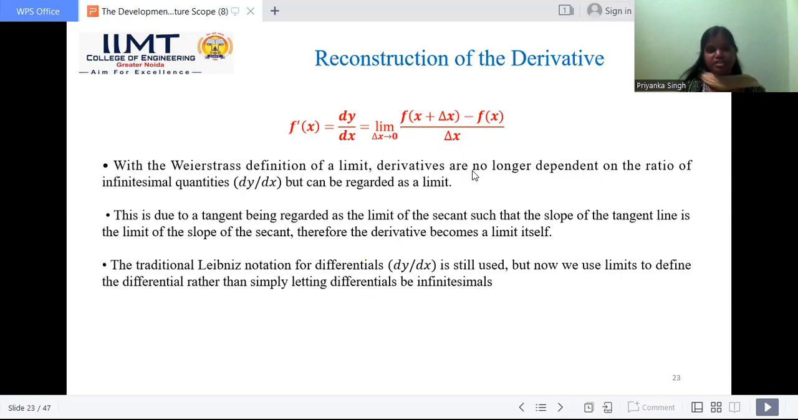This is due to a tangent being regarded as the limit of the secant, such that the slope of the tangent line is the limit of the slope of the secant. Therefore, the derivative becomes a limit itself. The traditional Leibniz notation for differentials, dy/dx, is still used, but now we use limits to define the differential rather than simply letting differentials be infinitesimal.